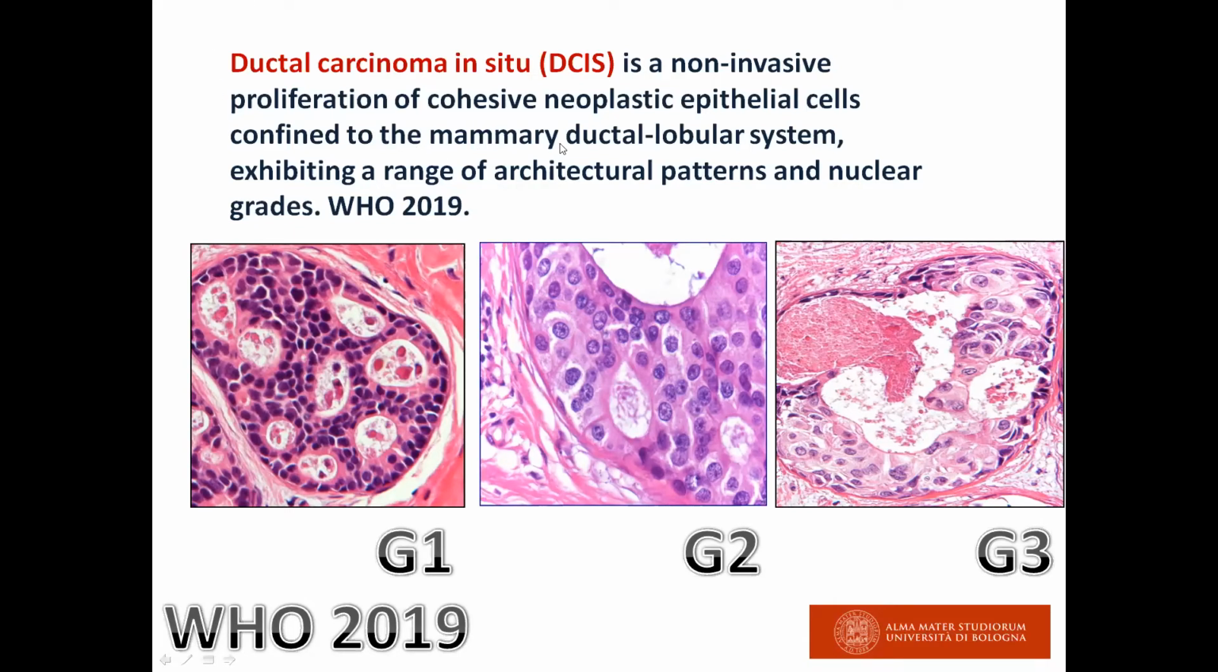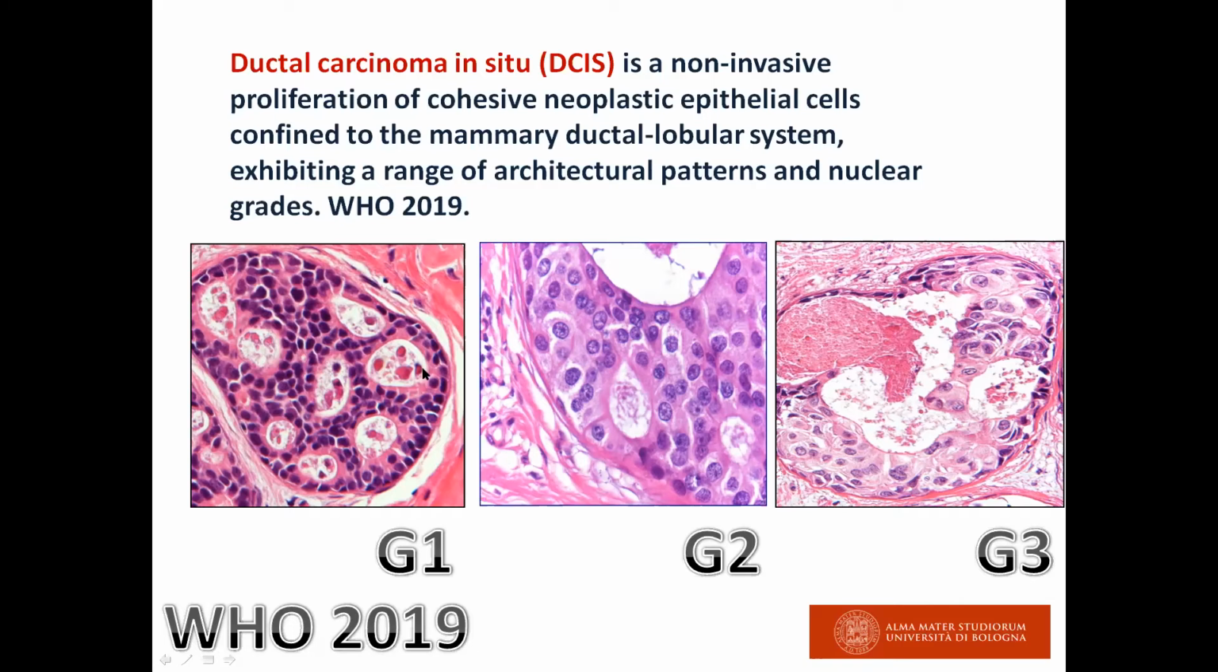So what is written in this book? That DCIS, ductal carcinoma in situ, is a non-invasive proliferation of cohesive neoplastic epithelial cells confined to the mammary ductal lobular system. That means they are within the glandular structure. They do not pass the myoepithelial cell layer, and they do not invade the stroma. When we talk about ductal in situ carcinoma, we have a very wide range of lesions that we can summarize in the picture that you can see here.